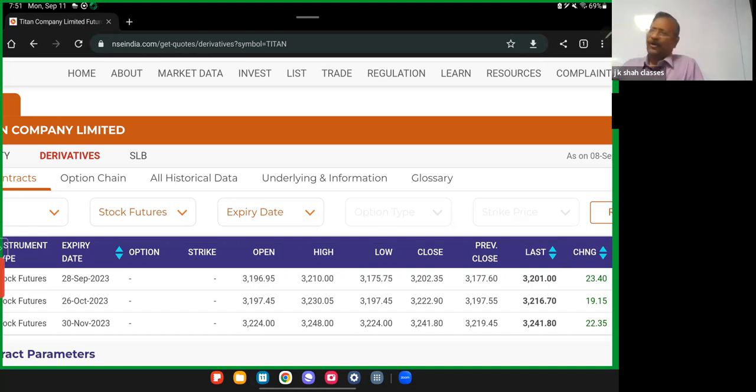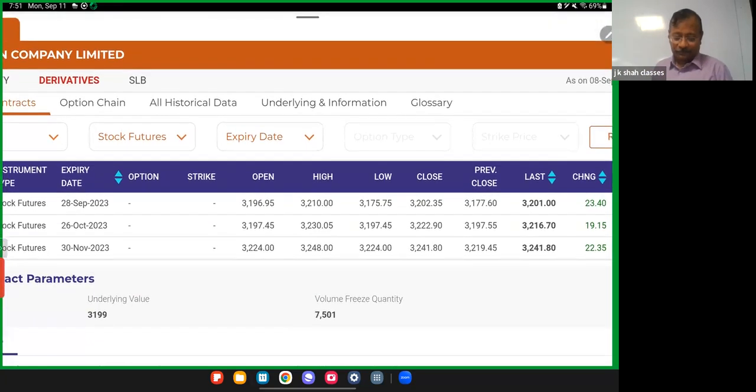Right? So stock is just like money. If you have it, well and good. If you don't, just borrow it. You'll have to pay some charges. Right? Okay.